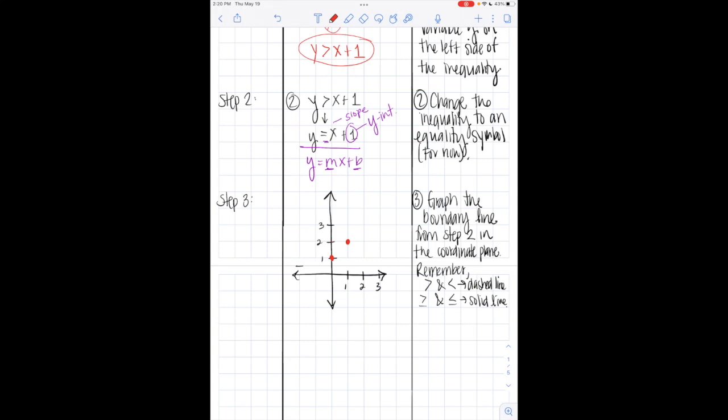And we have a dashed line because we have y is greater than x plus 1. Again, this means that it's going to be a dashed line. So I'm going to go ahead and draw my dashed line going through those points. And I'm going to draw arrows at the end, okay? That's it. That's step 3. We're doing a dashed line again because we have a greater than. And we just graphed our boundary line. So let's go to step 4.